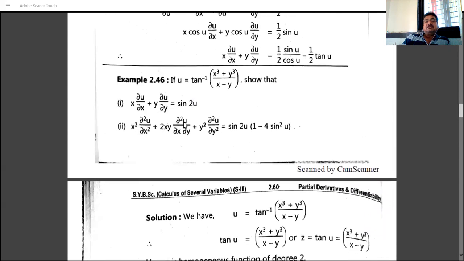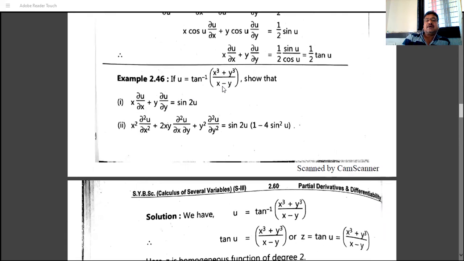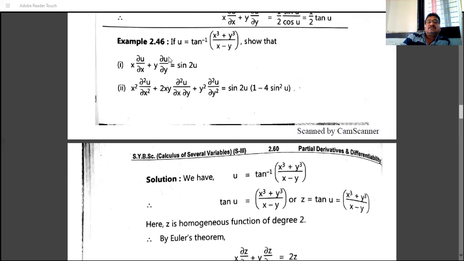The next example is u is tan inverse of x cube plus y cube divided by x minus y, and then show that x ∂u/∂x plus y ∂u/∂y is sin 2u. This is what we have to prove. So use the same line of proof that is used in Euler's theorem and its corollary.